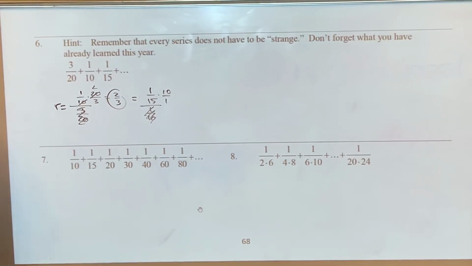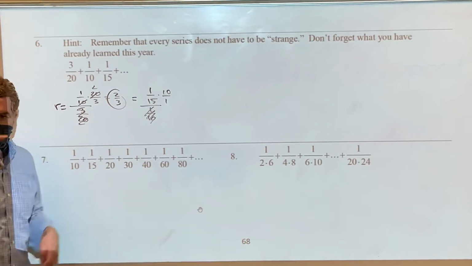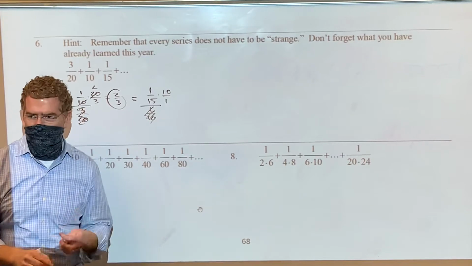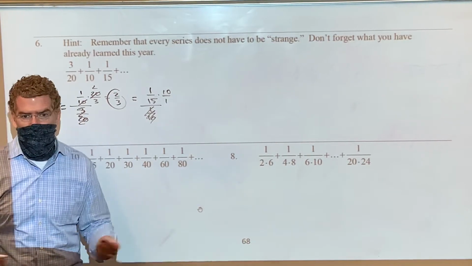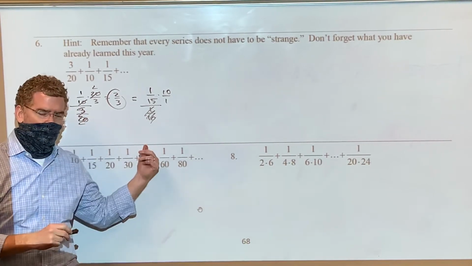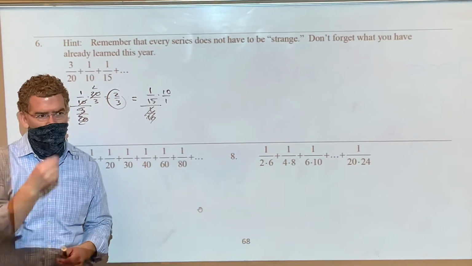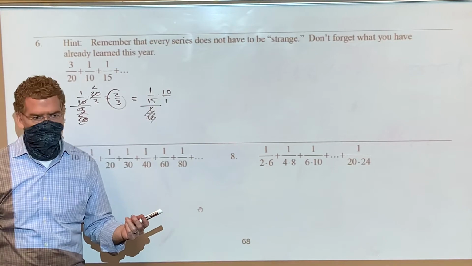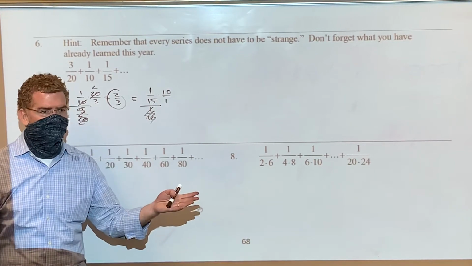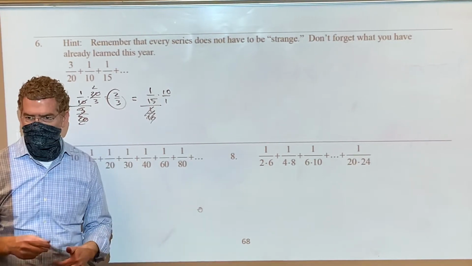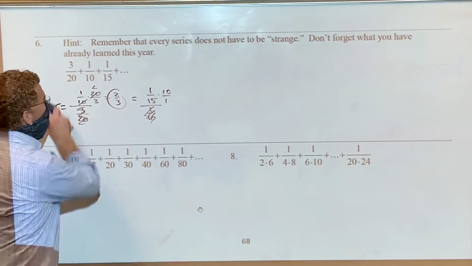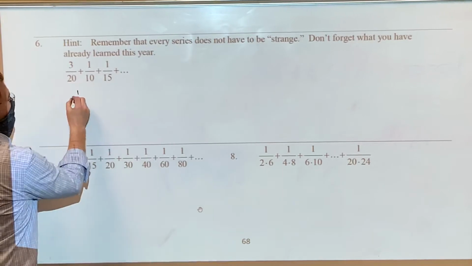So don't look at something and be freaked out or assume it's weird. Go through your checklist that hopefully you'll have by the end. Is it arithmetic? Is it geometric? How do you know it's not arithmetic? I mean, other than the fact that you just found that there was a common ratio. How do you know? What does it have to have if it's arithmetic? Common difference?